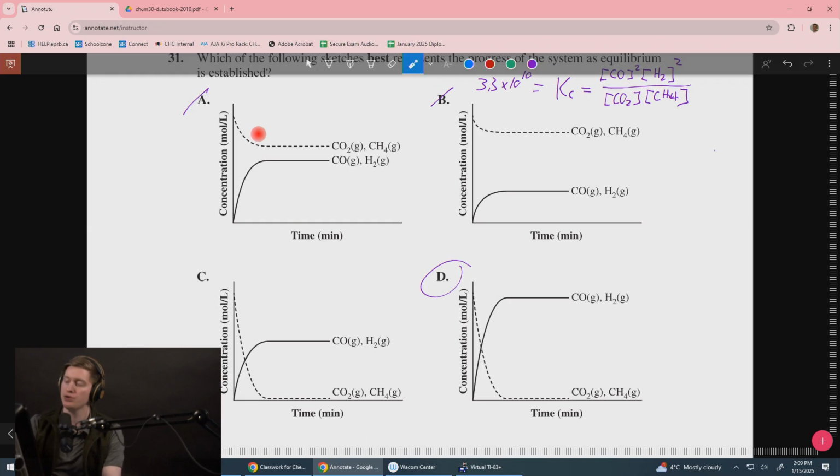If you looked at A and you thought, well, A looks like carbon monoxide and hydrogen gas are growing twice as much as carbon dioxide and methane gas are decreasing, I don't blame you for feeling like, okay, initially A looks like a good answer. But if you're investigating the size of Kc here, we must have a much, much higher number for these concentrations than these concentrations. So this has to go all the way to the floor. But yes, carbon monoxide and hydrogen gas will grow twice as fast in their concentrations than carbon dioxide and methane gas will decrease.